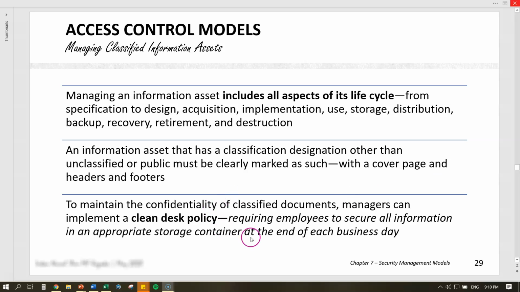To maintain the confidentiality of classified documents, managers can implement a clean desk policy. Clean desk policy means requiring employees to secure all information in an appropriate storage container at the end of each business day. Maksudnya tiap-tiap hari dia kena buang information tu, cleankan dia punya dustbin contohnya.